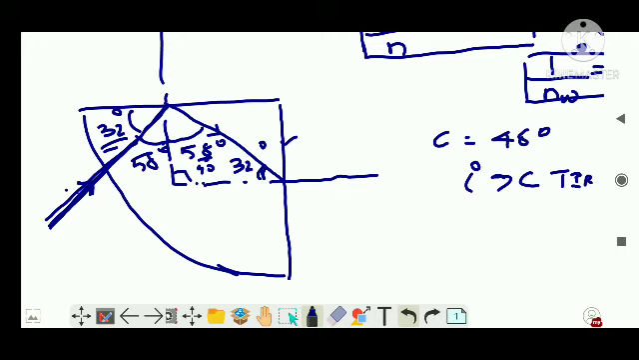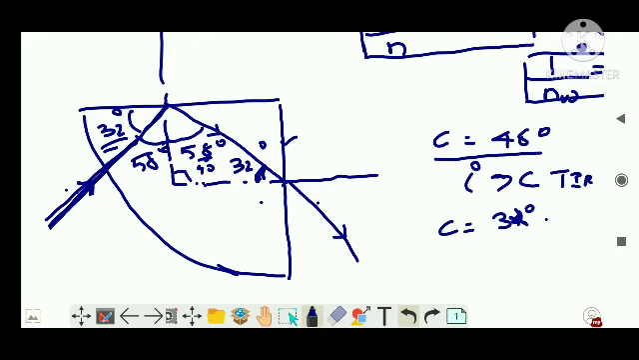Now this 32 degree, let's say you are told the critical angle is 48 degree. So what happens is the incident angle is less than 48 degree. So it will come out, but since it is from denser to rarer medium, it will move away from the normal like this. Clear? Simple.